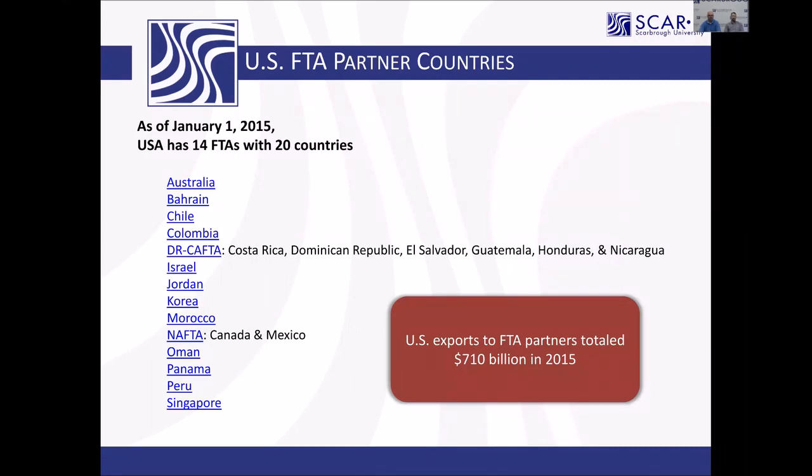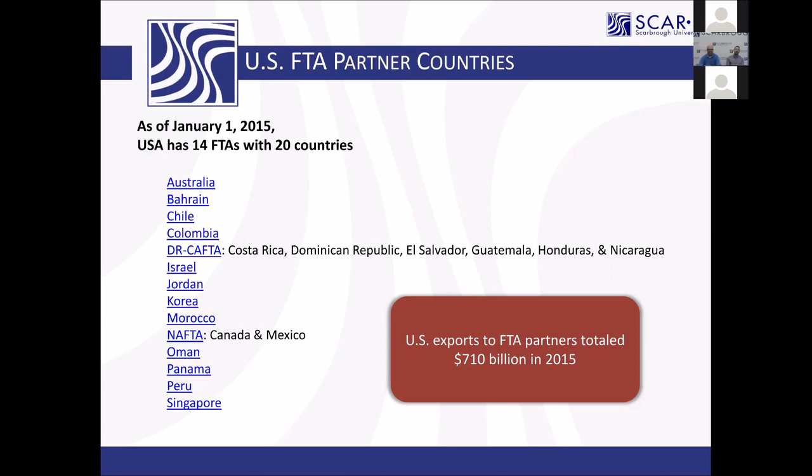As of January 1, 2015, we put 2015 because that's really the last time that we've had any update. So we have 20 countries currently inside of here. We have Australia, Bahrain, Chile, Colombia, Dominican Republic, and then CAFTA, which is Costa Rica, El Salvador, Guatemala, Honduras, Nicaragua, Israel, Jordan, Korea, Morocco. NAFTA is obviously Canada and Mexico, Oman, Panama, Peru, and Singapore. The one that people are going to be like, well, you didn't have it up there is GSP.